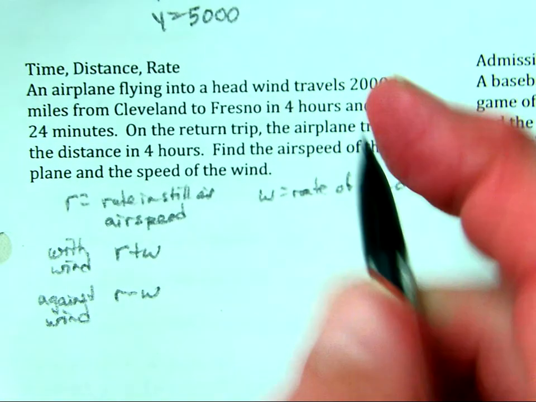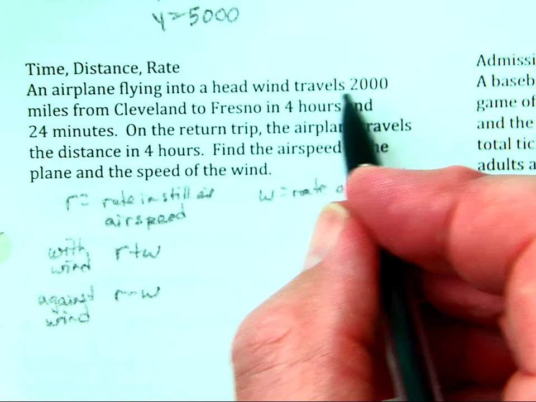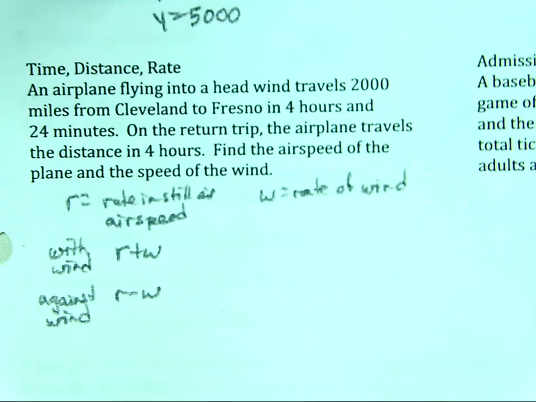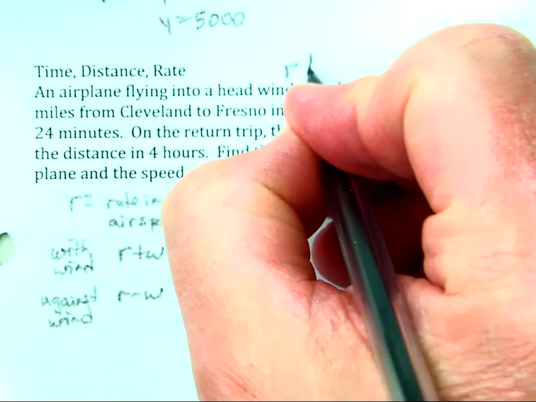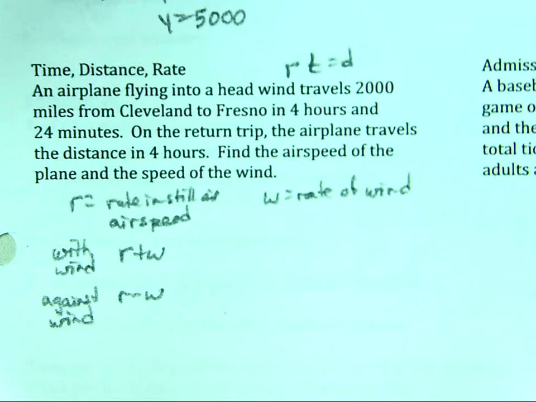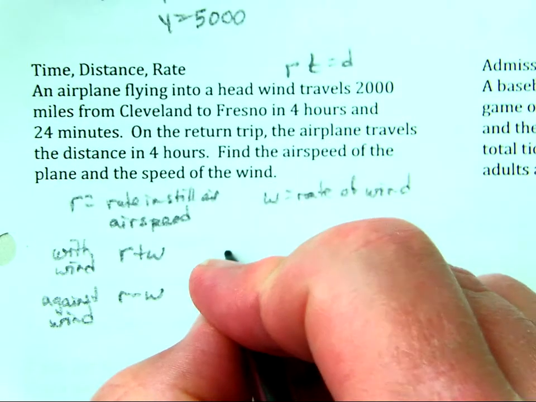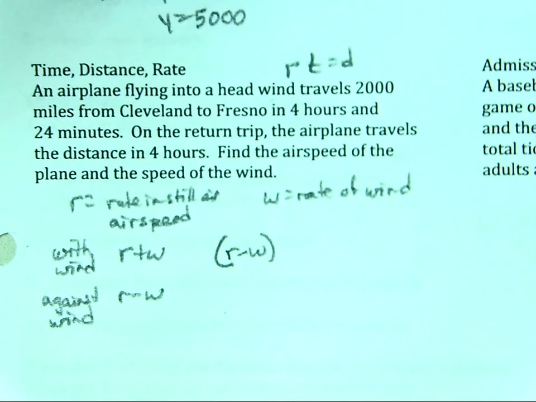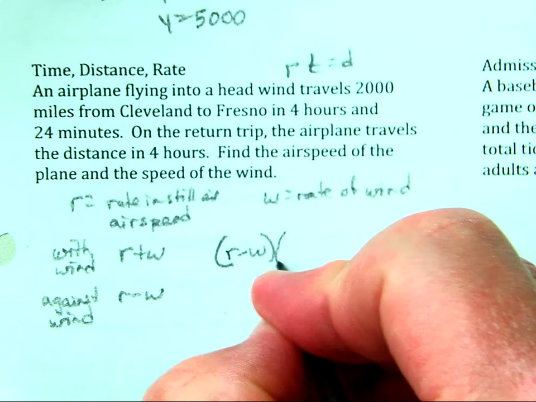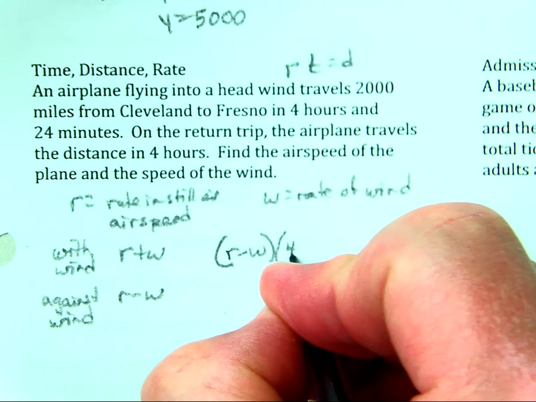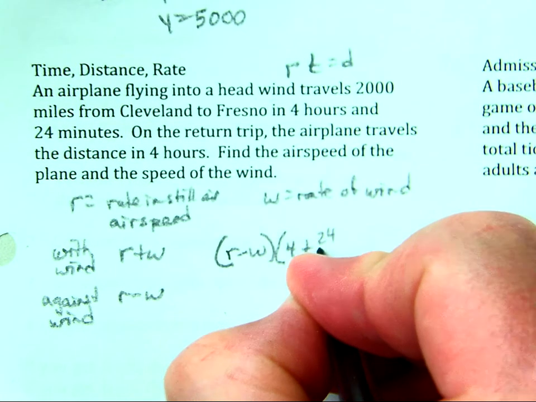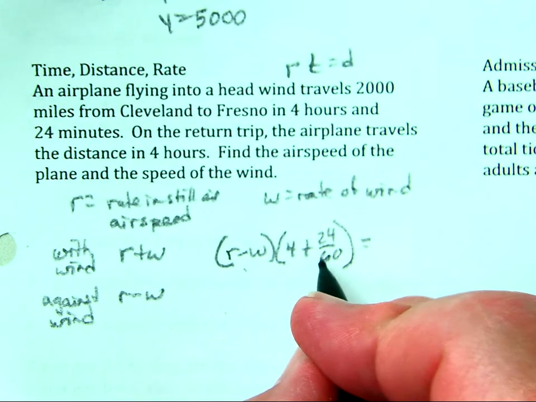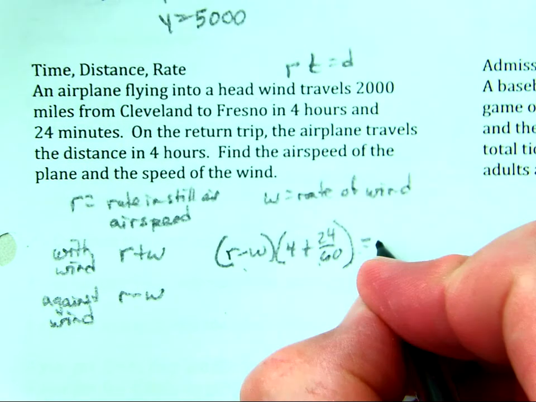So, into the headwind, it travels 2,000 miles in 4 hours and 24 minutes. Now remember on these, we're going to use rate times time equals distance. So rate into the wind is R minus W times our time. 4 hours and 24 minutes, that's 4 plus 24 divided by 60. So rate times time equals our distance, which is 2,000 miles.